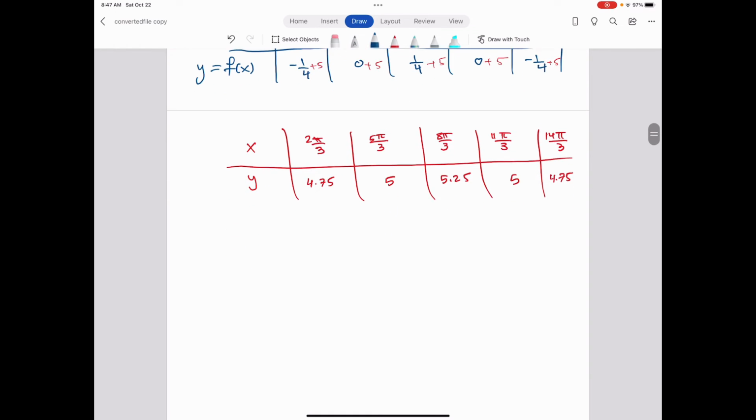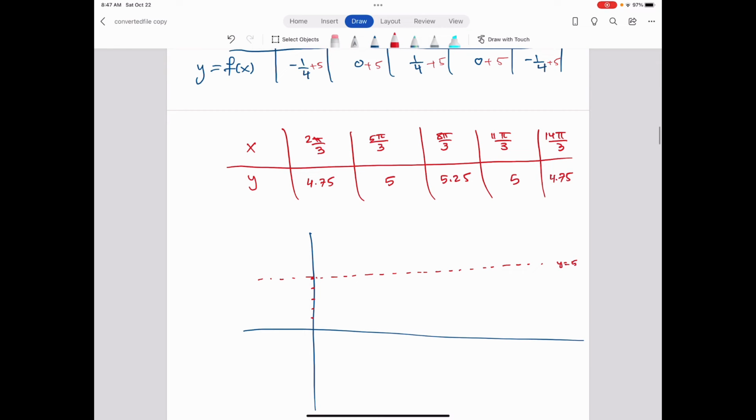Now the last phase is just to graph. The first step is to graph the vertical shift. The vertical shift is 5. So 1, 2, 3, 4, 5. I'm going to be approximate here, and my graph is probably not going to look pretty. So this is y equals 5 for the vertical shift.